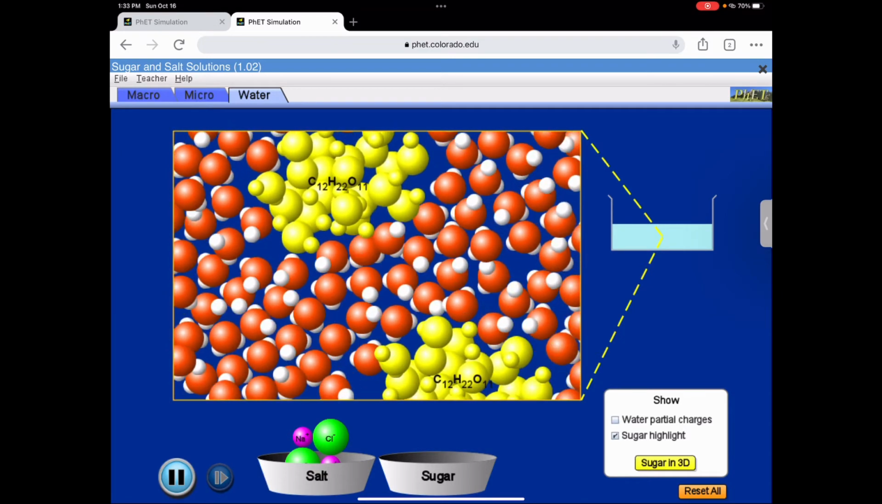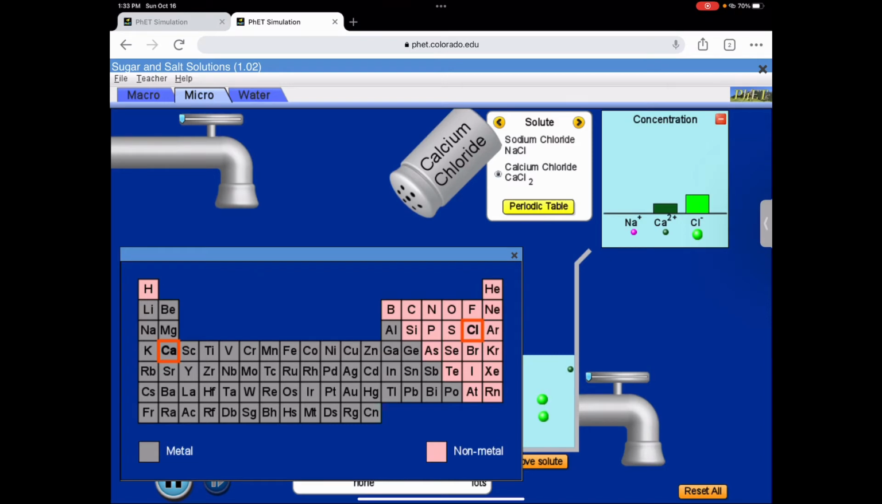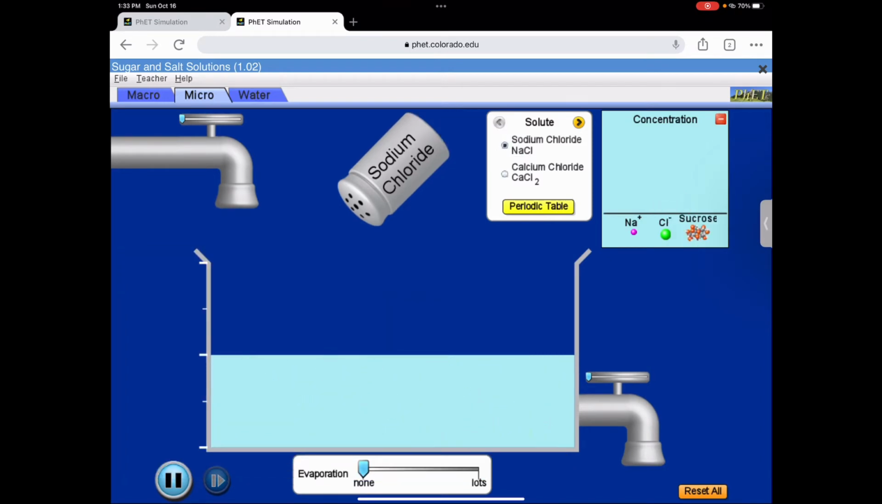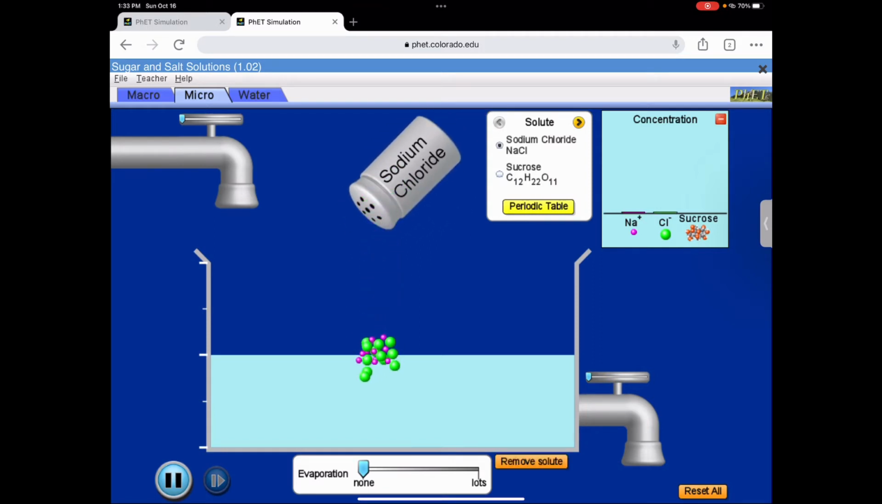Now I'm going to come back and do the micro view. And if I go to this one, this is the sodium chloride. So I'm going to put some sodium chloride in. These do a better job of looking a little bit more cube-like. And you can see now they're all dissolving in the water, moving around. But what we know is really happening is that it's getting attracted to the partial positives and negatives on the water.